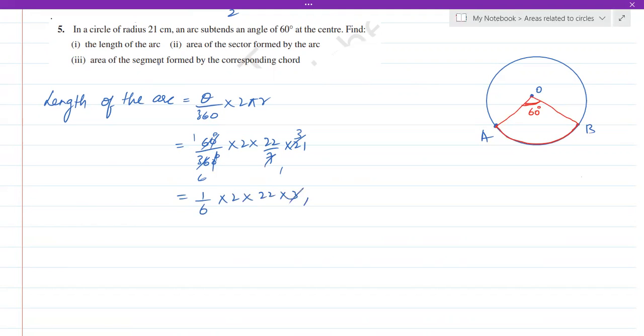So as you can see, again you can cancel. 3 ones are 3, 3 twos are 2, 1 ones are 2, ones are. So that thing that you're left with is 22 centimeter. That's the length of the arc. Okay, so we found the length of the arc.